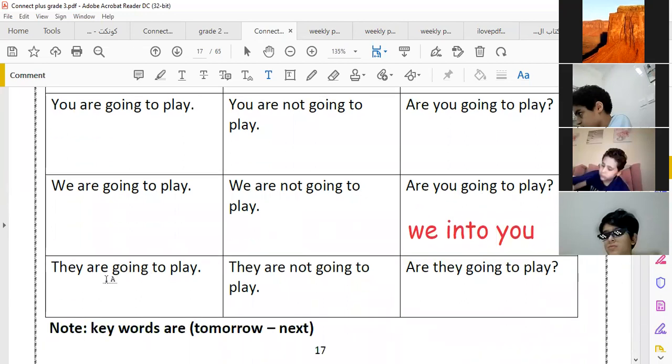With they, we use are. The same like we, the same like you. They are going to play. Negative, they are not going to play. Question, are they going to play?